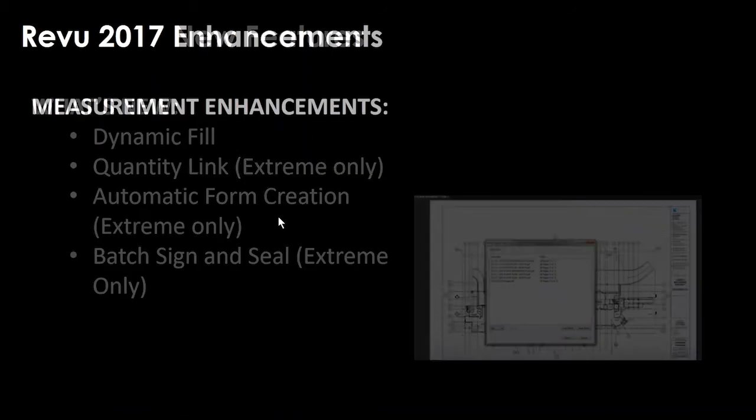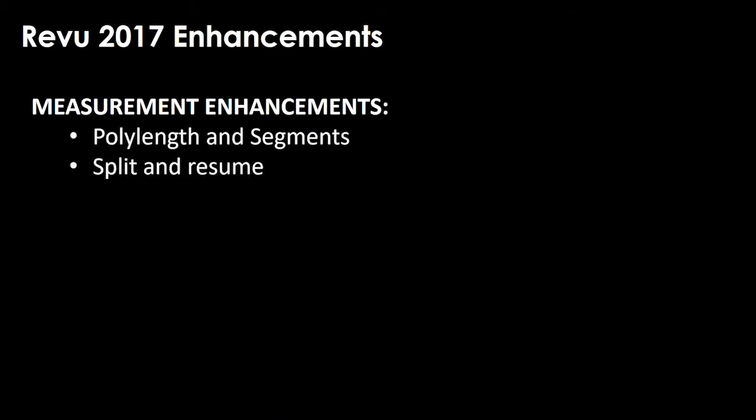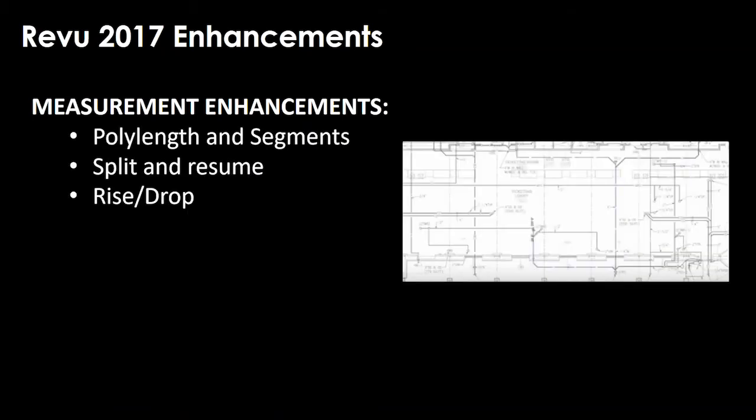Let's see what we got next. Okay, so measurement enhancements: Polylength and segments, splitting and resuming, and rise and drop that you can add to these segments.